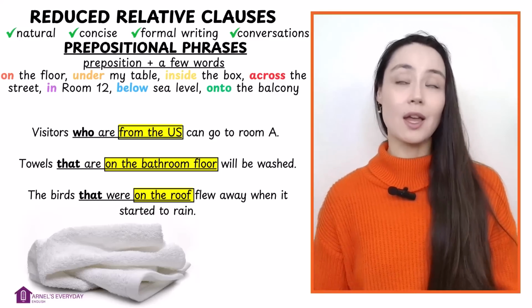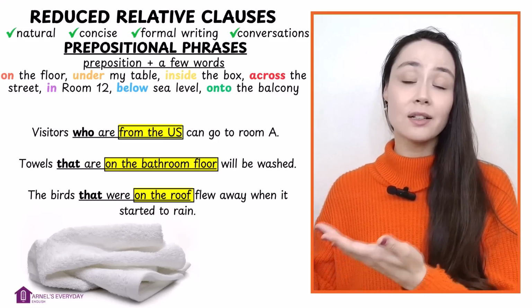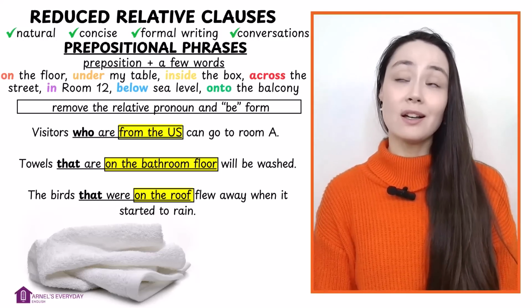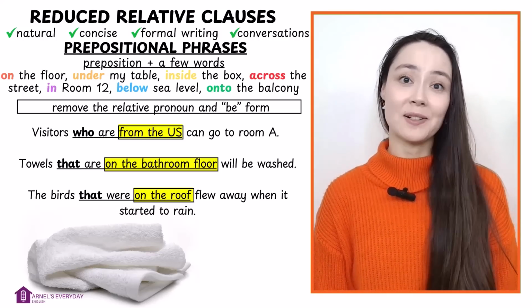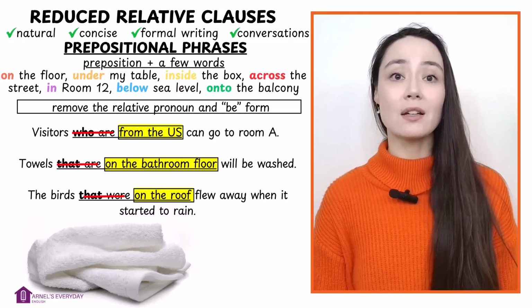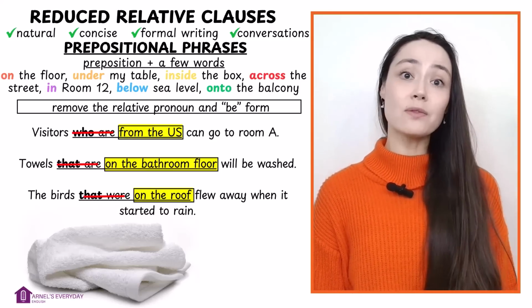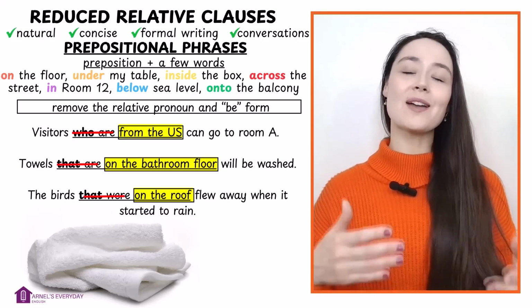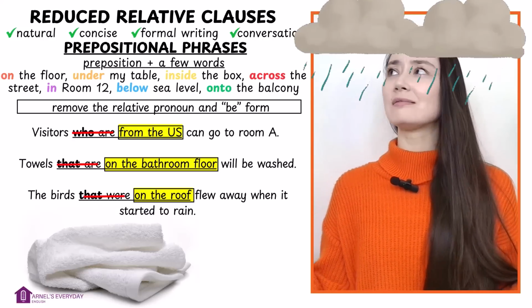How can we reduce these sentences? You guessed it, remove the relative pronoun and the be form. I think you're starting to get the idea. Visitors from the US can go to room A. Towels on the bathroom floor will be washed. The birds on the roof flew away when it started to rain.